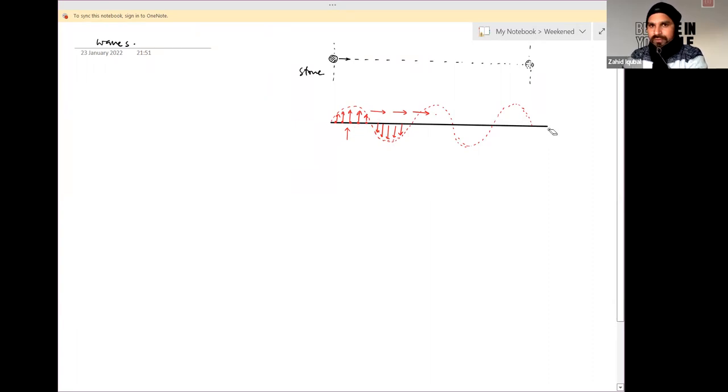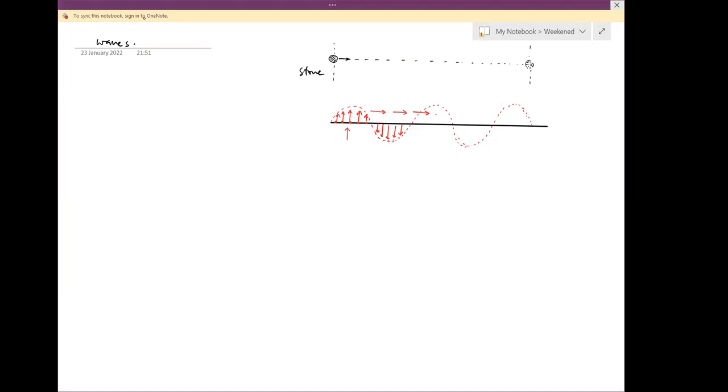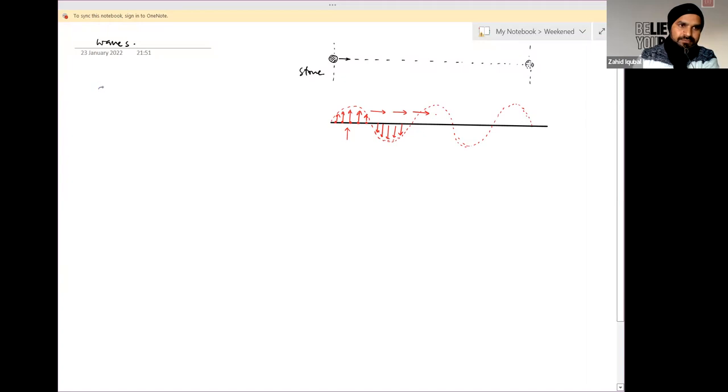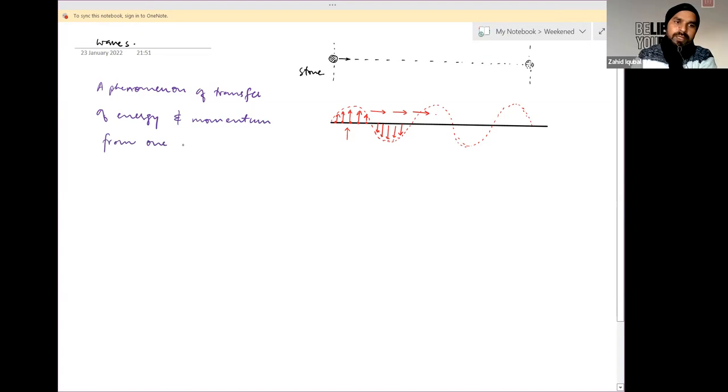So this is a phenomenon of transfer of energy or momentum from one point to another without the displacement of matter particle. Is it clear now? Yes, sir. Okay. So we can say wave is a phenomenon of transfer of energy and momentum from one point to another without the displacement of matter particle.